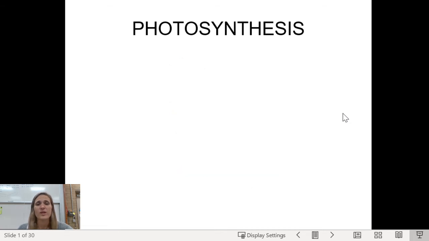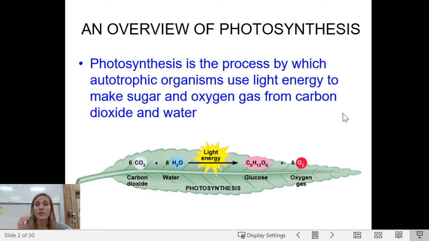So we are taking a look at an overview of photosynthesis. If it is in blue for this video, those are the things that you need to write. I will also tell you to pause and go find a picture to insert. So this would be a place where you're going to want to pause and find a picture once I'm done explaining, okay? So overview of photosynthesis.